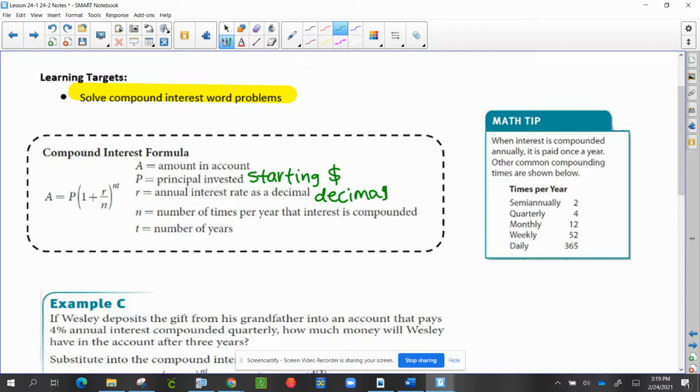N is the number of times per year that the interest is compounded. So you're going to use this little chart on the side to help you. If it says something like compounded semi-annually, semi means half, so every half year you're compounding your interest. That would be 2 times a year. Quarterly is 4 times a year; think 4 quarters in a dollar. Monthly, there's 12 months in a year. Weekly and daily as well. And then T is just going to be your time.